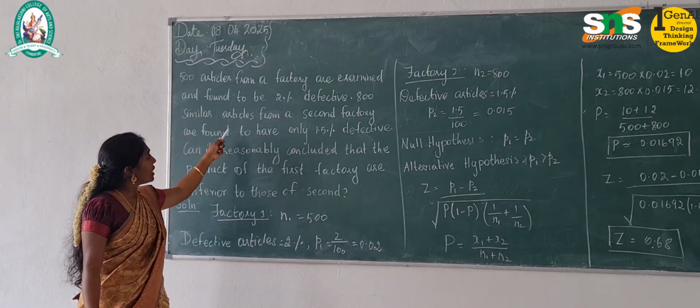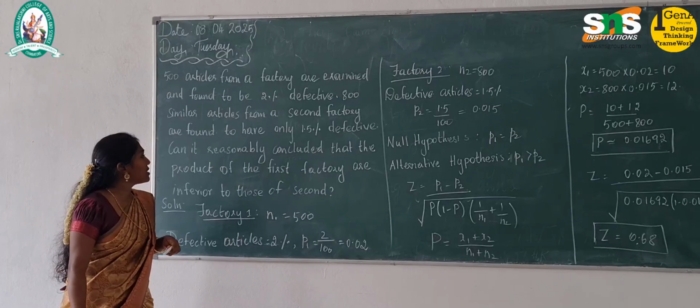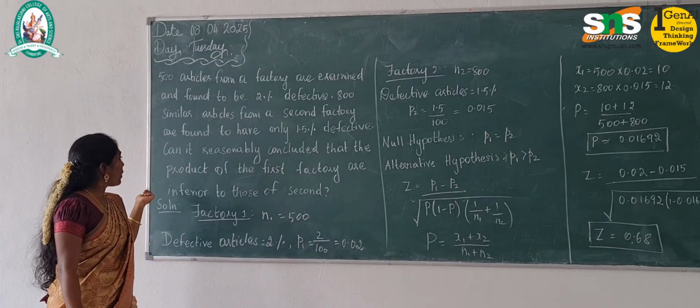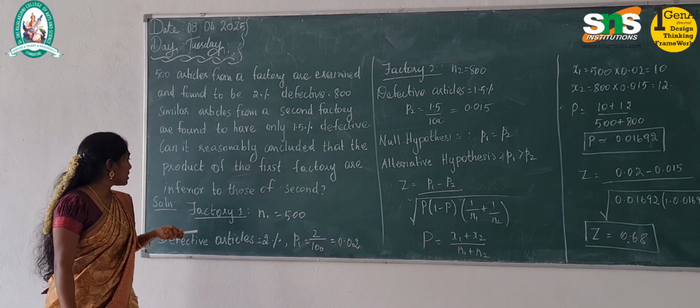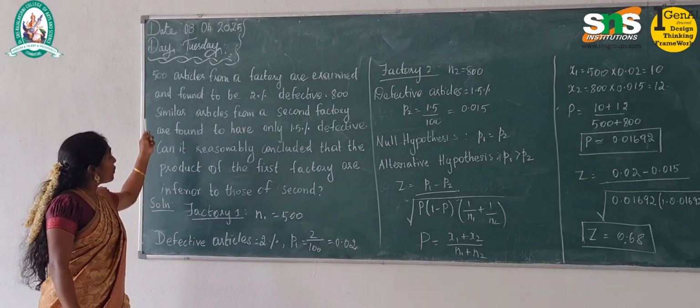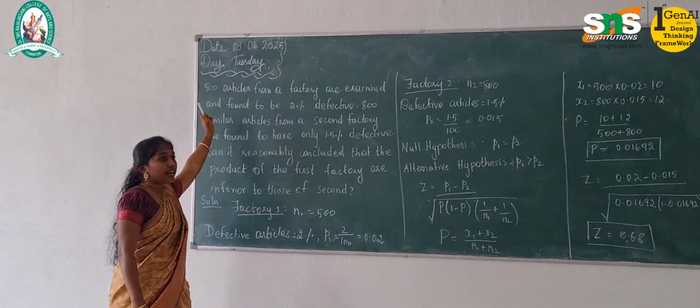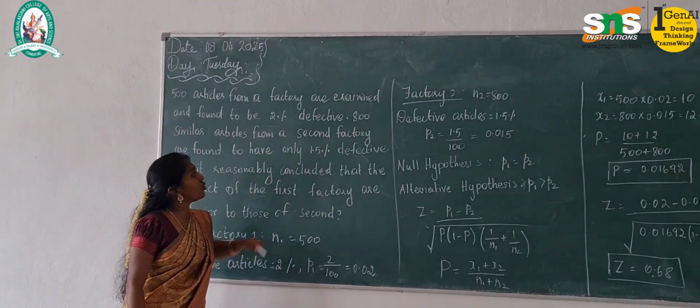Then 800 similar articles from a second factory were found to have only 1.5% defective. So we have to find, can it reasonably be concluded that the products of the first factory are inferior to those of the second? In this problem, 500 articles are given from factory 1. Out of those 500 articles, 2% are found to be defective.